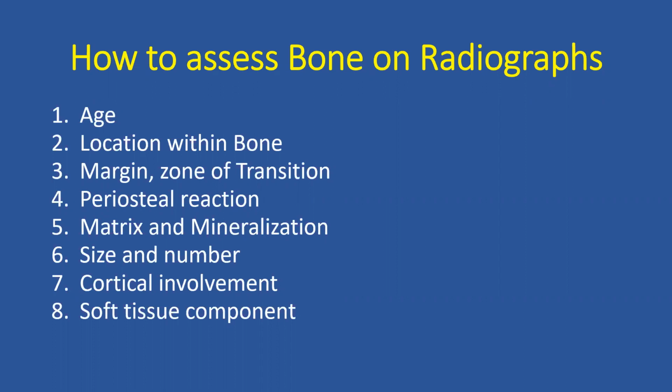What about the matrix? Is it the calcification that occurs with cartilage? Is it the cloudy appearance that occurs with bone? So these you need to identify on plain X-rays. Of course, the size and number of the lesions tell us how aggressive the lesion is. I spoke about cortical involvement. If there's scalloping, if there's erosion, all these we see on plain X-rays, but the soft tissue component remains weak.